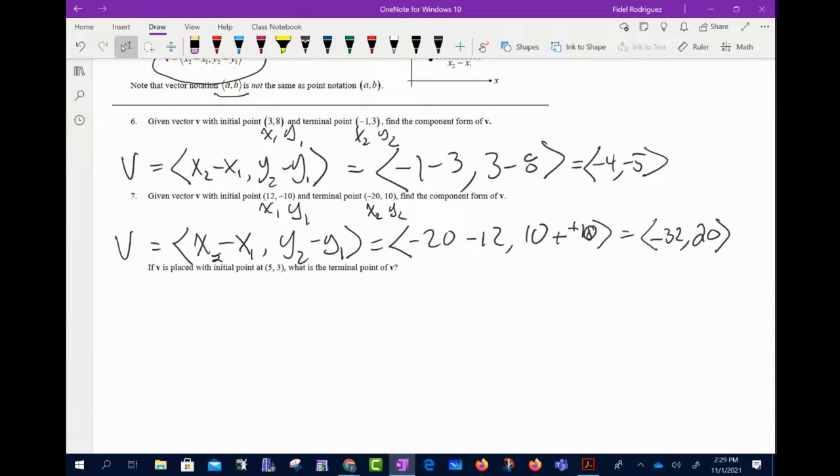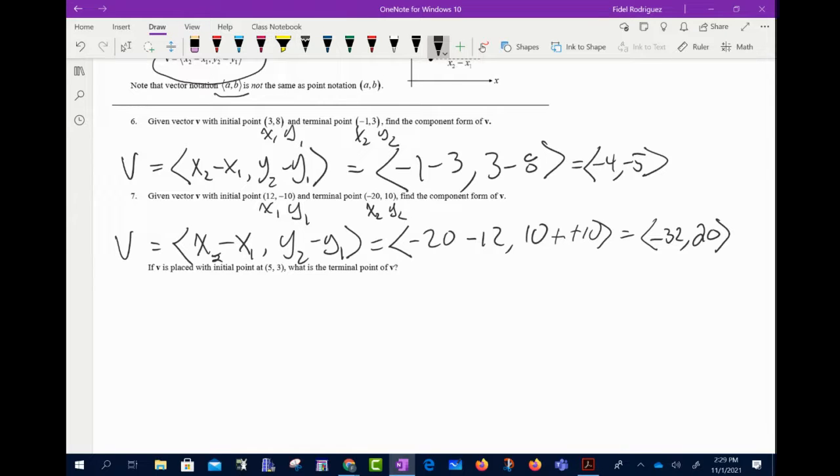John, am I doing okay? Right here, I had, let me fix this. Yeah, it was a 10 minus a negative 10, and so minus and minus make it plus. And that's how I was able to come up with a negative 32 and a positive 20. So far, we good? Okay.